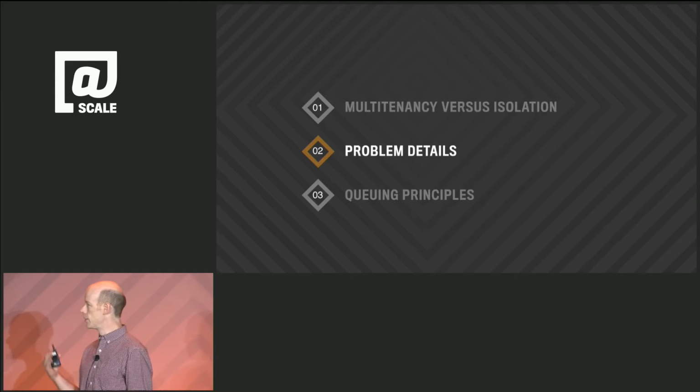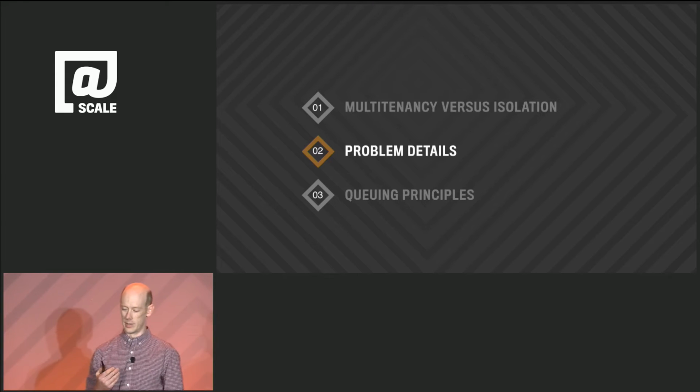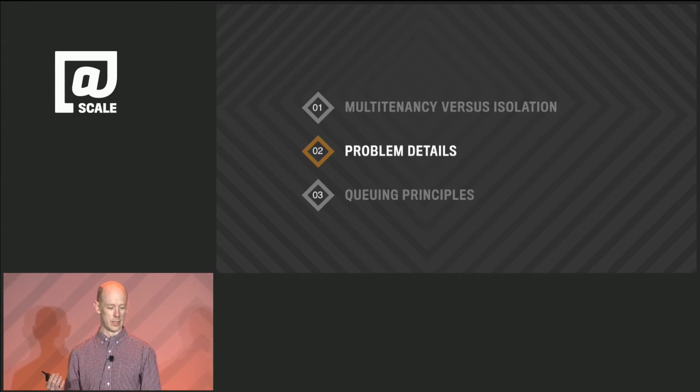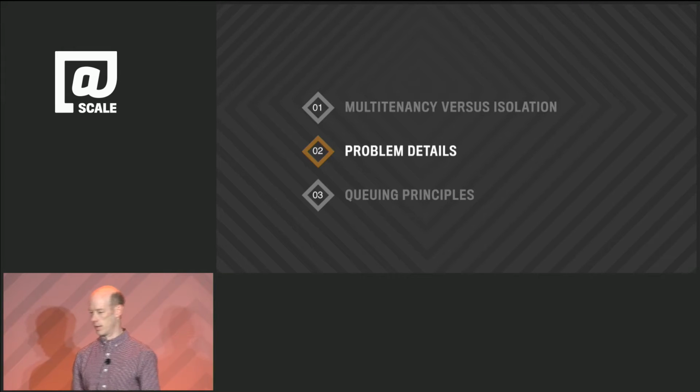In order to dig into how we provide isolation, I need to talk a little bit more about why we lose isolation in a multi-tenant system. And then once I do that, I'm going to describe some of the principles that we use when we queue work into the system in order to keep isolation boundaries from being broken.